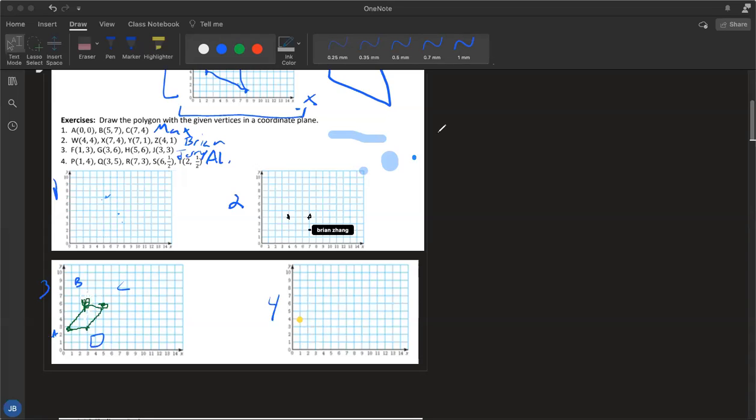And then how are you doing over there, Max and Brian? How should I do A? So what is A? 0, 0. Where is 0, 0? By the corner. Exactly. So this is what we call the origin. So 0, 0 is right there. So you can just put a dot right there. Okay.